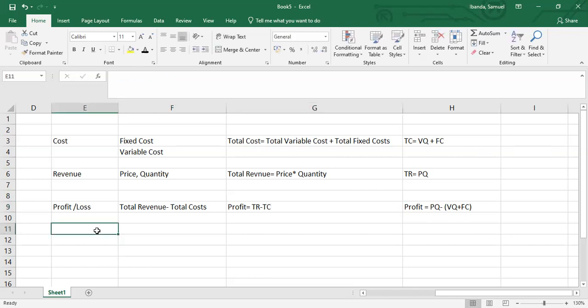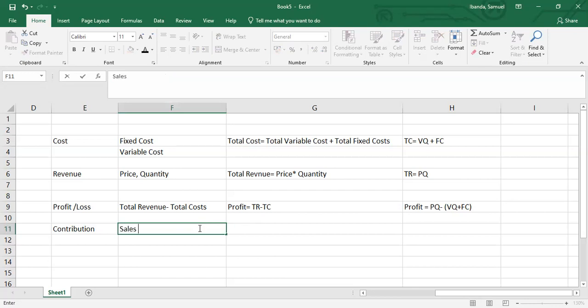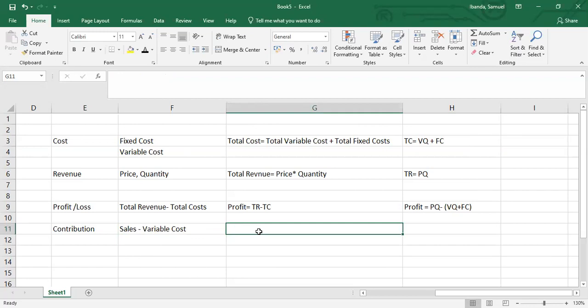Now, there is what we call contribution that we just looked at before we got here. Profit looks at the total revenue and removes variable cost plus fixed cost. Contribution, however, concentrates only on the sales less the variable cost. It means that for this, we are excluding the fixed costs. You get it? You can look at total contribution, but you can also look at the contribution per unit.